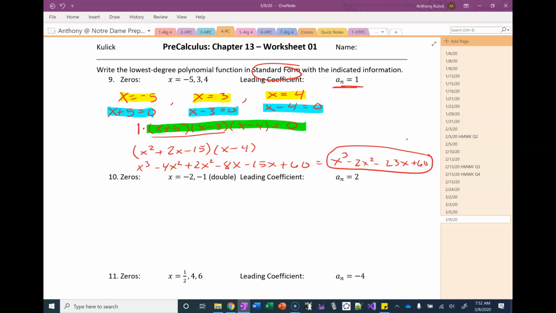Everybody okay there? If your leading coefficient is greater than 1, please multiply that before you FOIL everything. You could do it in any order. Whether you want to do that first or last or somewhere in the middle, it doesn't really matter when you do it.